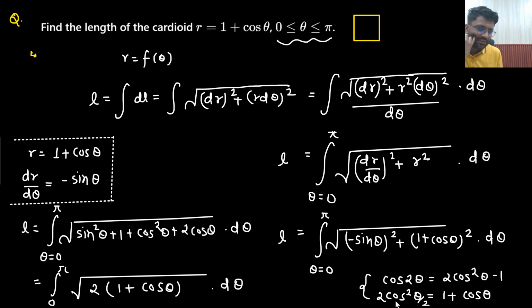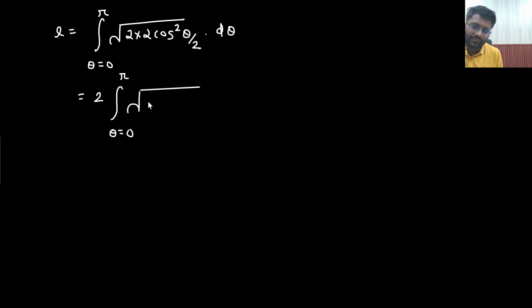So what are you getting? Length L is nothing but the integration, theta going from 0 to pi, of under root 2 times 1 plus cos theta, which could be written as 2 cos square theta by 2, dot d theta. Now in the limit 0 to pi, this is under root 4, which will come outside as 2. Theta going from 0 to pi, under root cos square theta by 2 dot d theta.